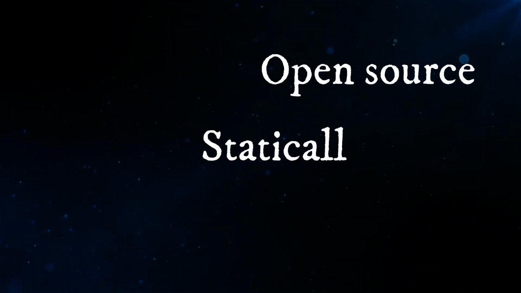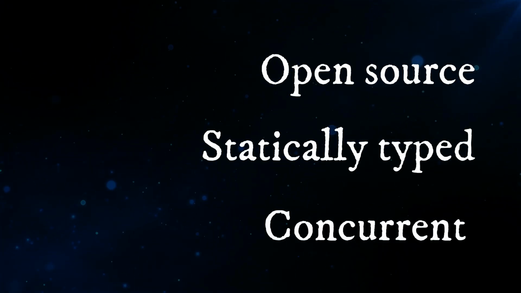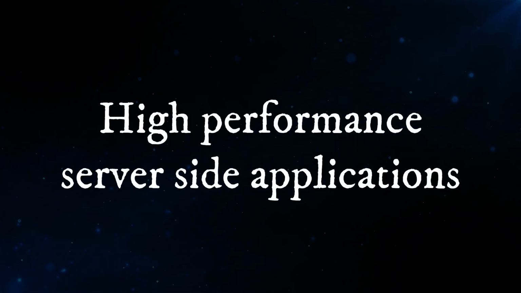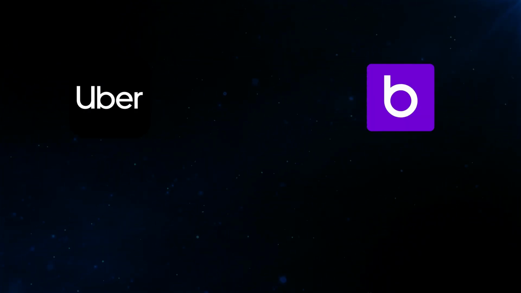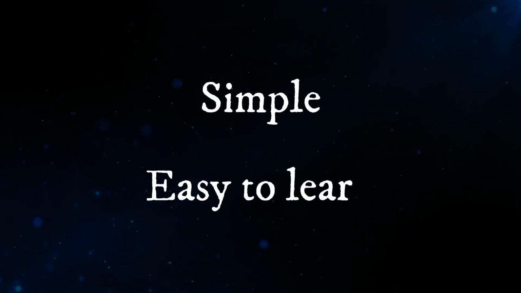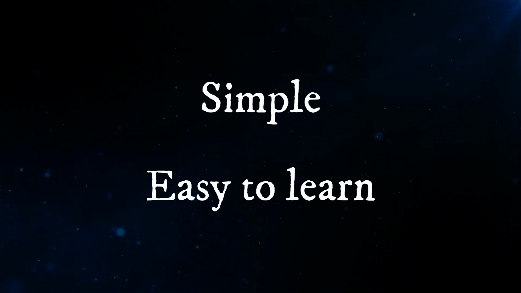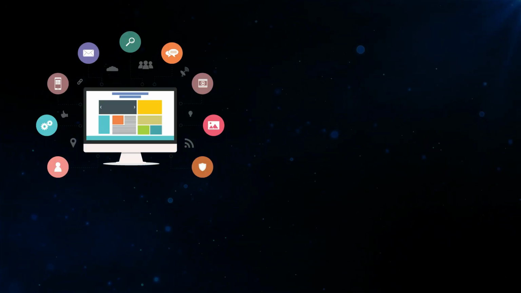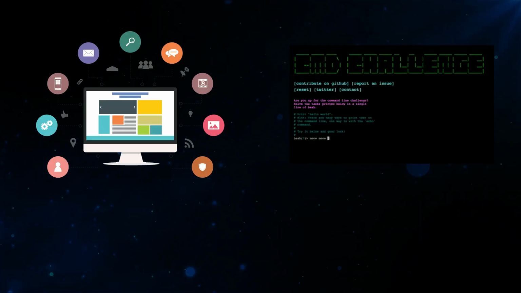Go is an open-source statically typed concurrent programming language developed by Google. It is a popular choice for high-performance server-side applications. This language is used by popular applications such as Uber, Baidu, Docker, and Dropbox. It is designed to be simple and easy to learn, making it a popular choice for building scalable web applications and command-line tools. Here are the main points about Go.